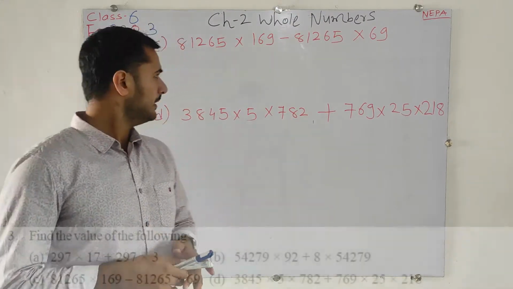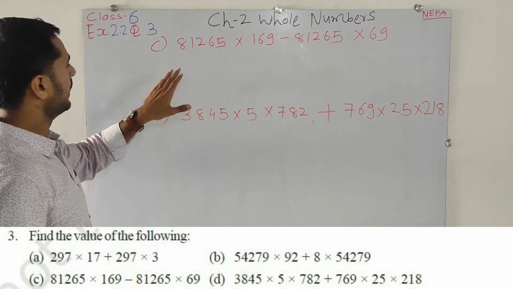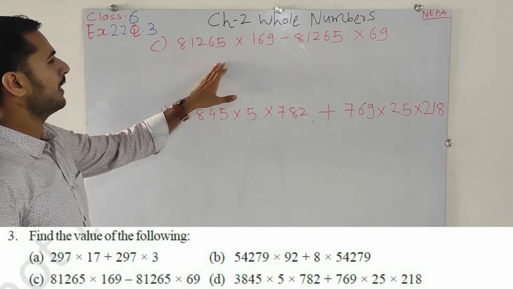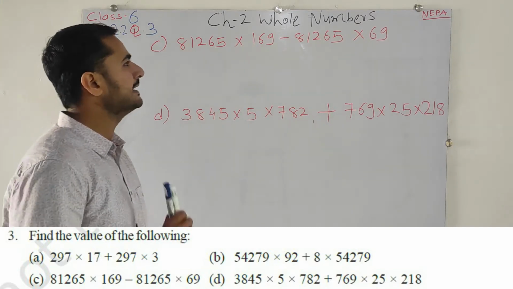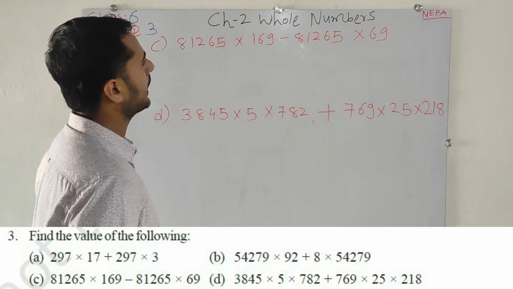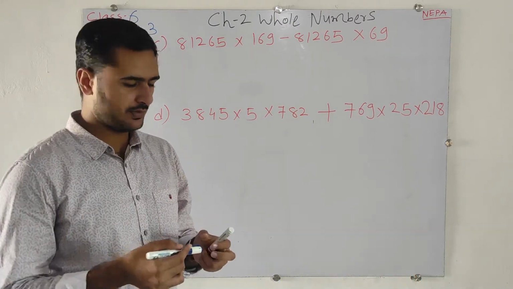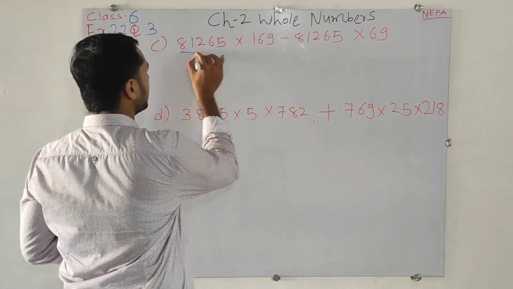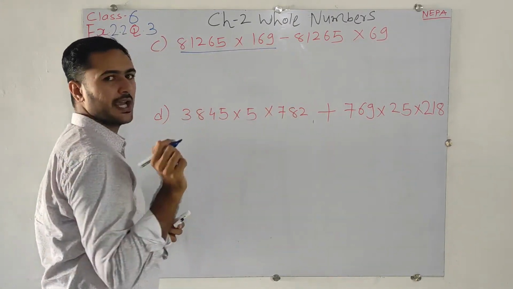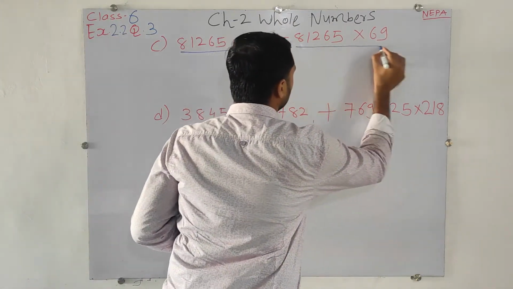The sub question C, that is 81,265 multiplied by 169 minus 81,265 multiplied by 69. Okay, so again, first of all, we'll just identify the terms. So let's start from here. Here is a negative sign. It means we have to stop over there, and again the second one.